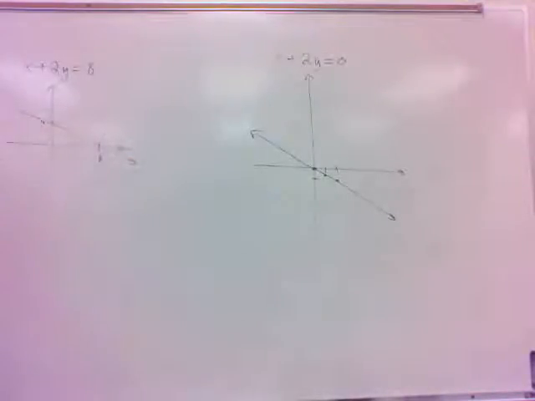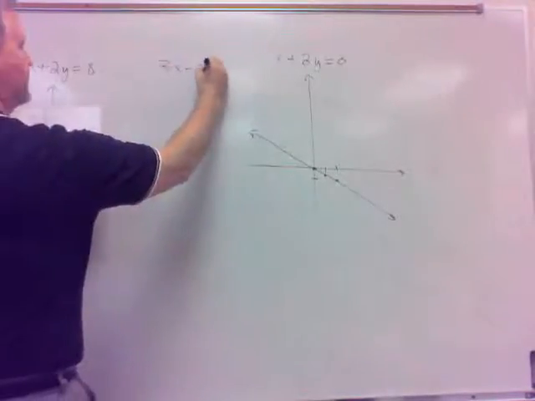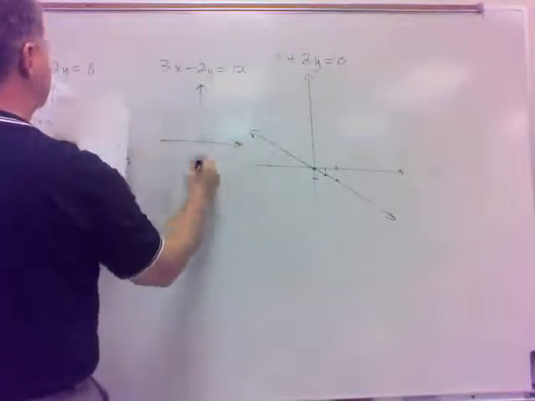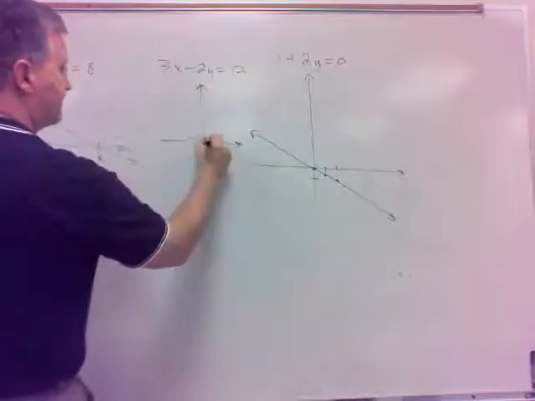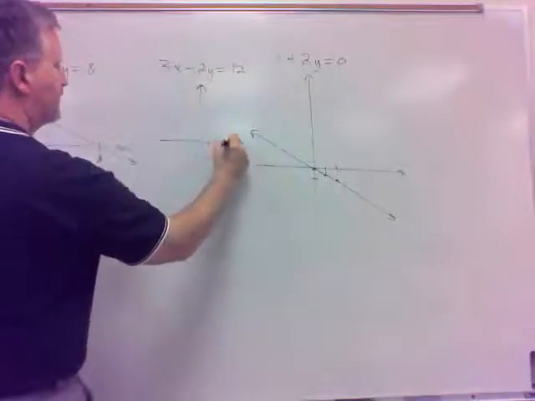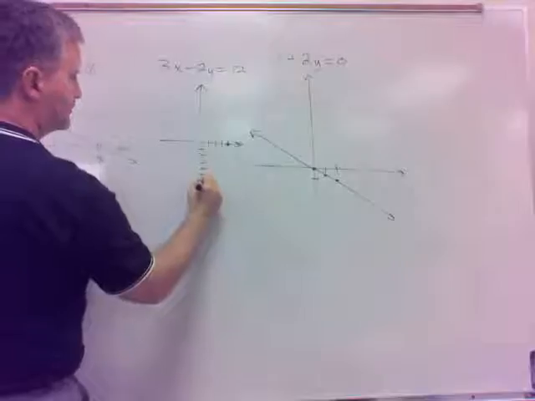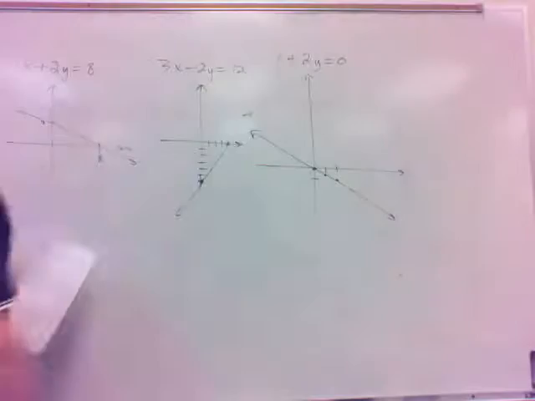What was another one? 3x minus 2y equals 12. Let me see if I can squeeze it in right here. Yeah, that'd be good. All right. What was it? 4 and negative 6. Yeah, these were just some we did earlier in that other lecture.